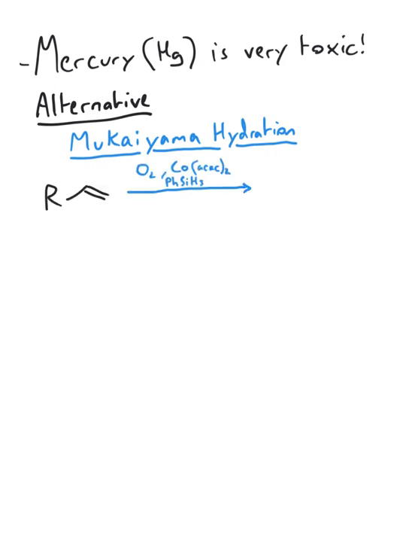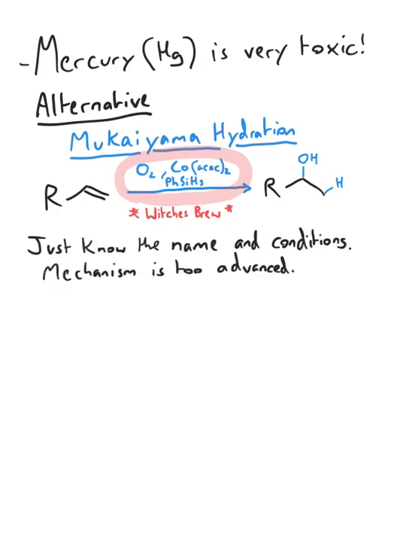You need an alkene, some oxygen, cobalt acac, and phenylsilane. If you mix this together, you will form an alcohol that follows the Markovnikov rule, i.e. the same product as you would get if you used oxymercuration-reduction conditions, but you are not using mercury. You need to know the name and the conditions, and that is all. So for example, what would be the product of this reaction? Just know that we're going to be forming an alcohol following Markovnikov rule, and that is all.